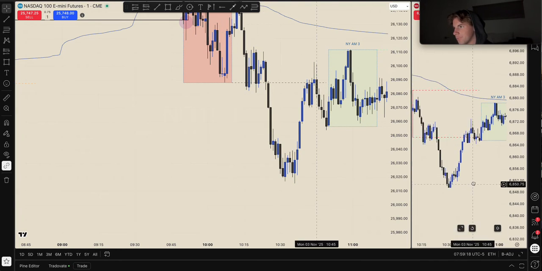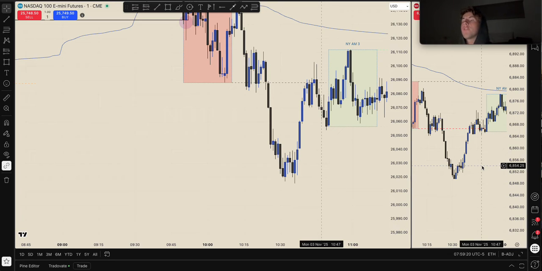Right. So an SMT is just a divergence. It's an SMT divergence between NASDAQ and ES. That's what we use it for. So NQ and ES, NASDAQ and the S&P 500 futures. That's what we are using it on. Don't really know what else it's on, but yeah, that's what I use it on.